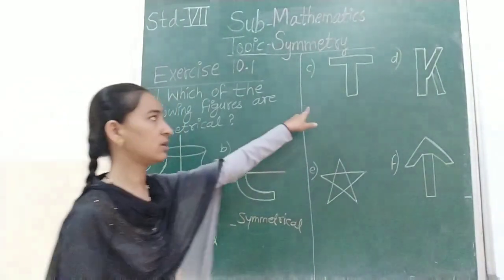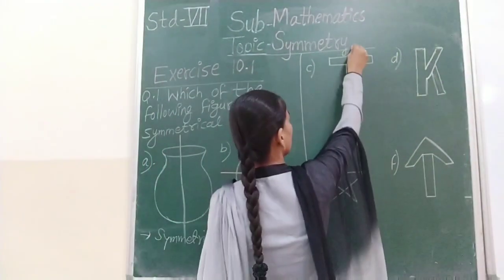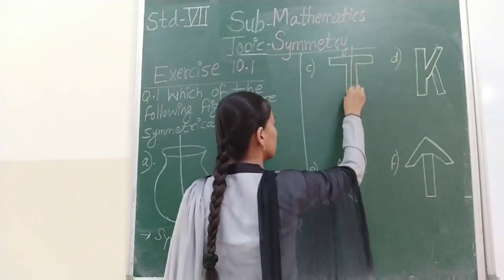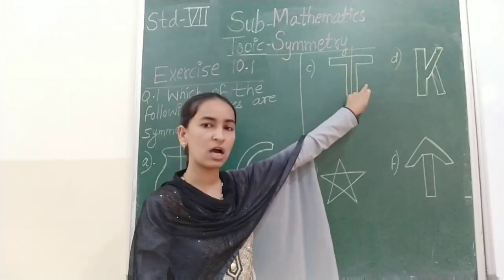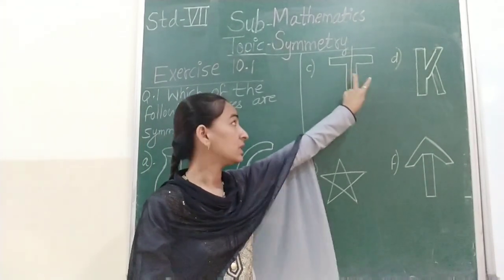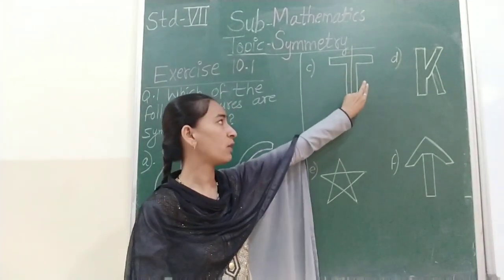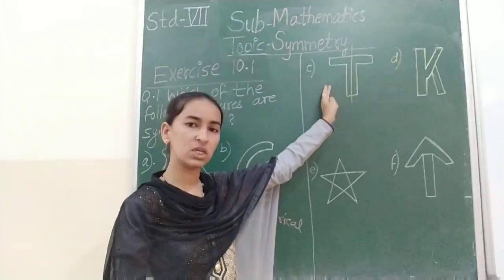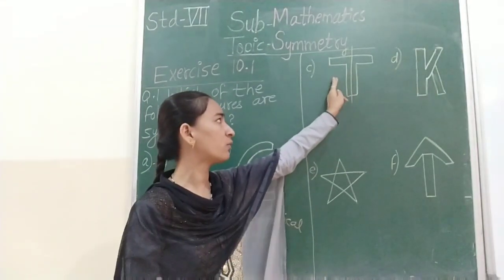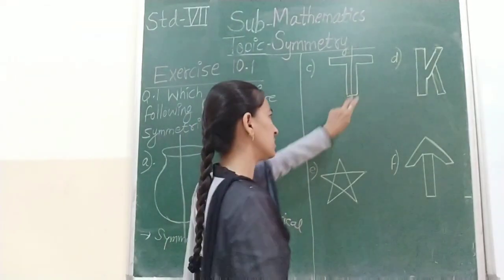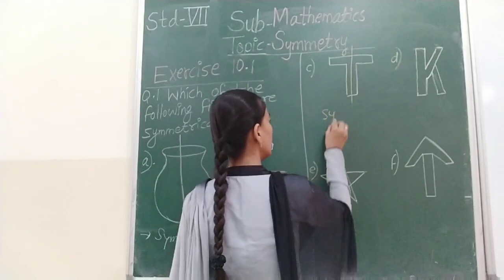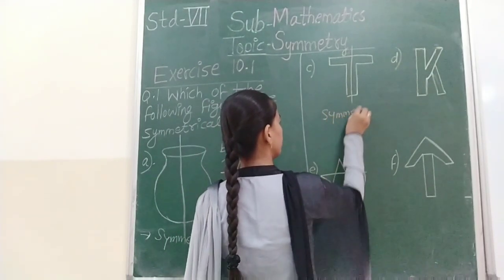Yes. Now see the third figure. If I draw a vertical line, what happens? See, this half part and this half part, both are identical. That means both are similar. If I fold this part onto the right side, it gives the symmetrical figure. That means this figure is also symmetrical.